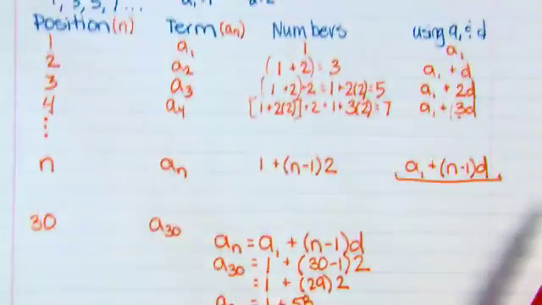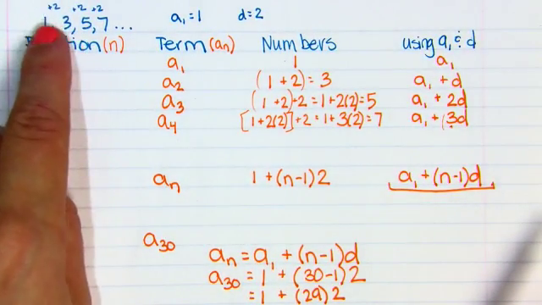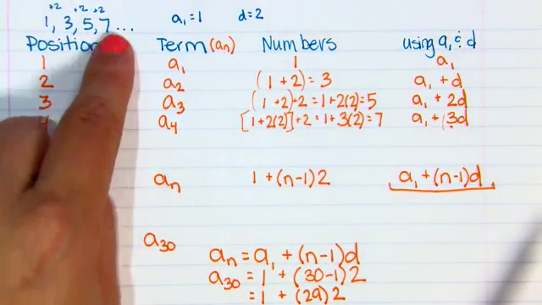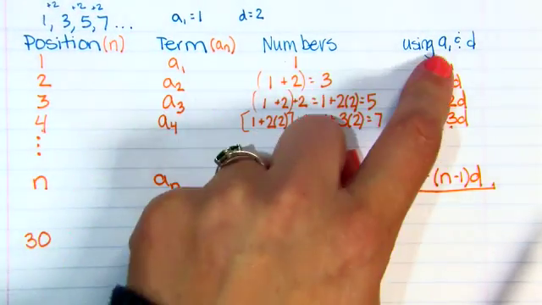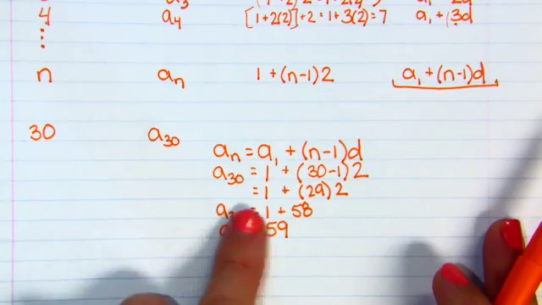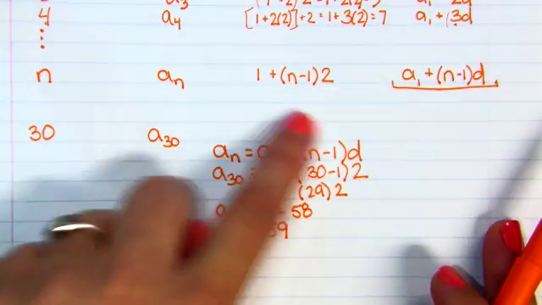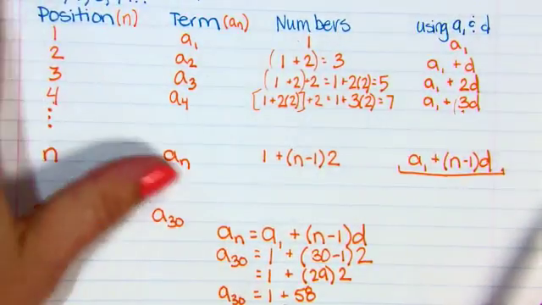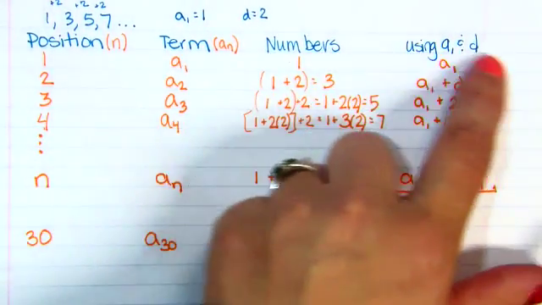That means if I went back up here and that's my first term, second term, third term, fourth term, if I listed 30 numbers, the 30th number would be 59. So it was a lot faster to use this formula than it was to just keep listing all of my odd numbers all the way out to 30 of them.